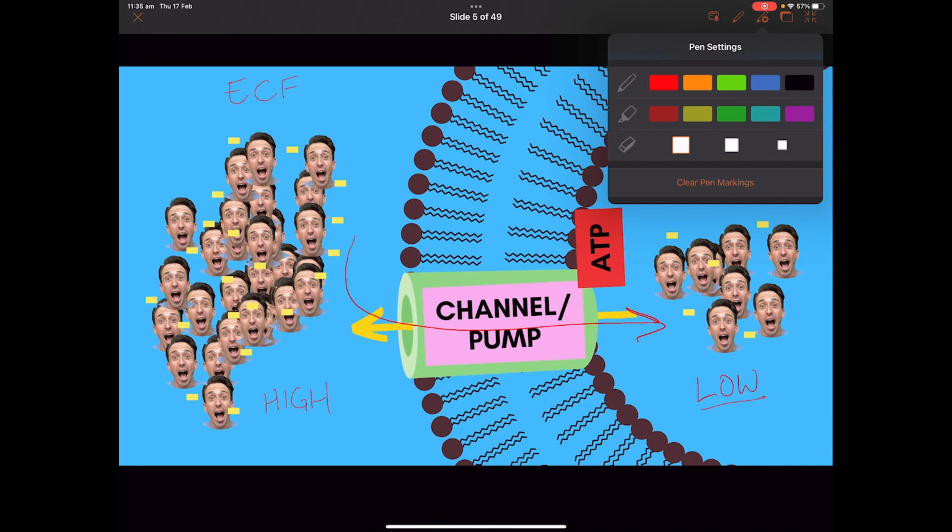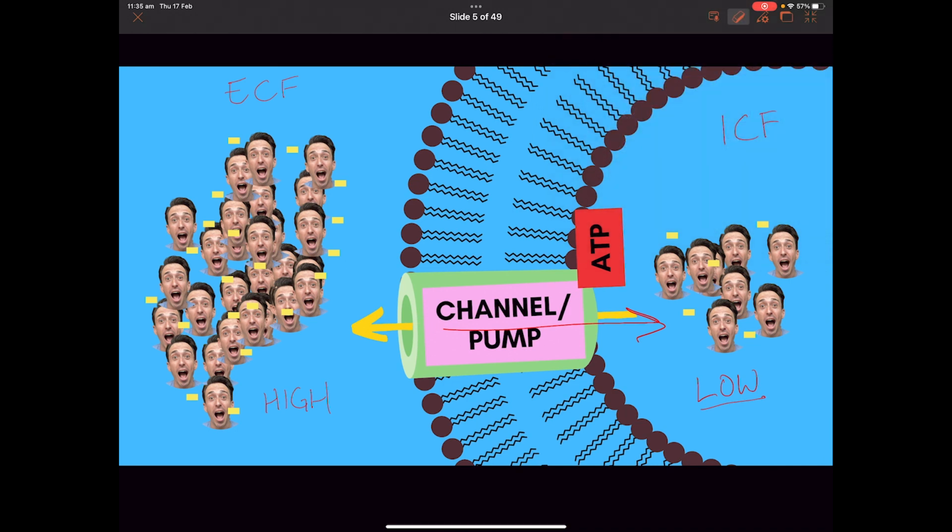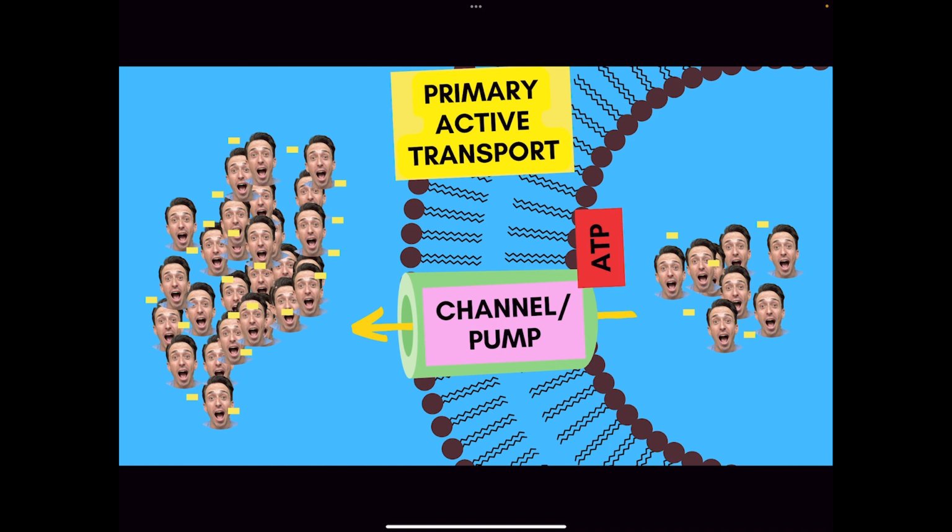So how does this process work? Well, let's take a look. Using ATP, this ion will move from its low concentration to its high concentration. And because it uses energy, we call this process active transport. Specifically, this is called primary active transport because it directly uses ATP to go from low to high.